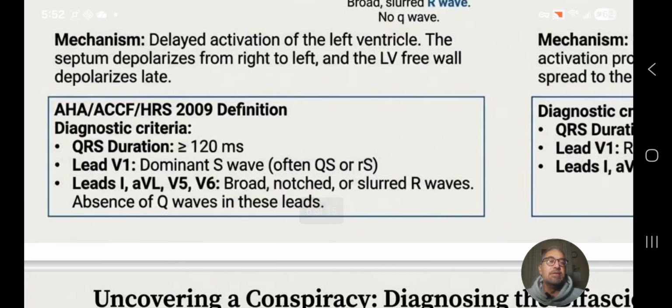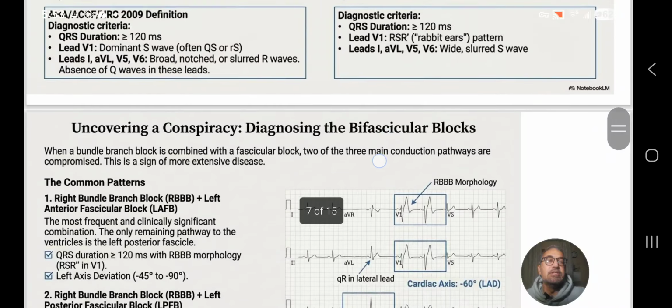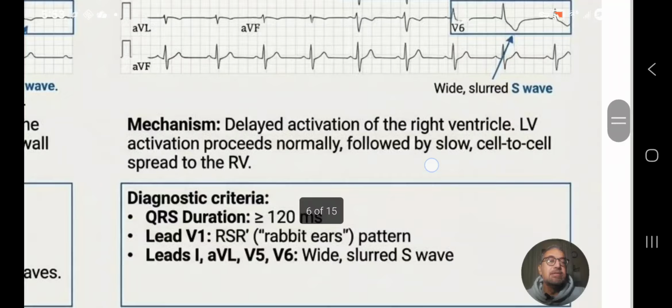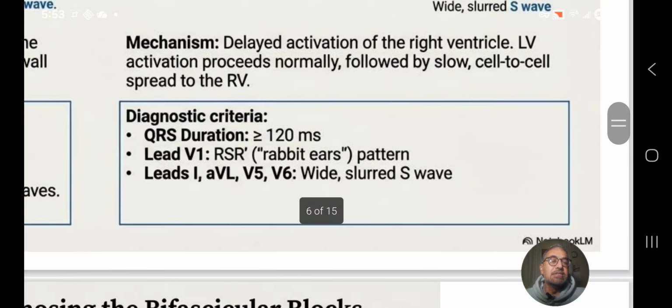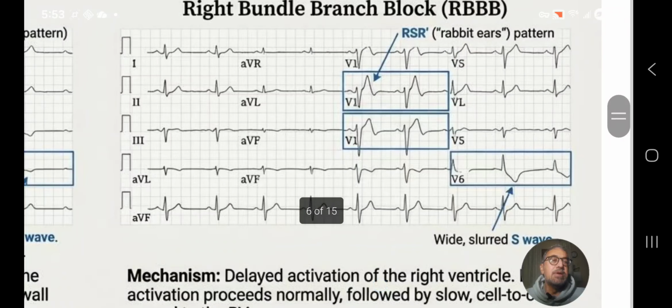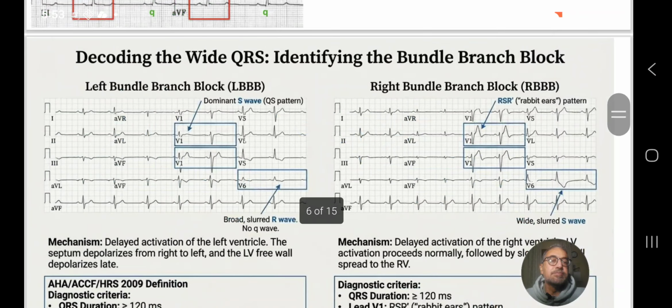Now, if you have a broad QRS complex more than 120 milliseconds, then you pay attention to lead V1. If there's a dominant S wave in V1 and leads 1, AVL, V5 to V6 show broad, notched, or slurred R waves, this would be a left bundle branch block morphology. On the other hand, if the QRS duration is more than 120, but there's rabbit ears or RSR in lead V1, and leads 1, AVL, V5, V6 have a slurred S wave, that is a right bundle branch block. So left bundle branch block and right bundle branch block.